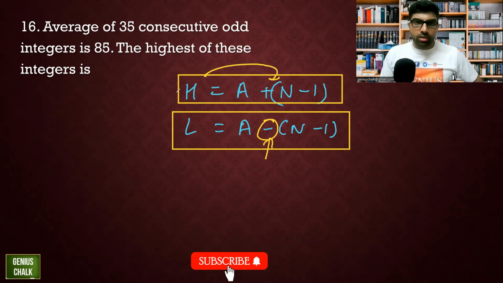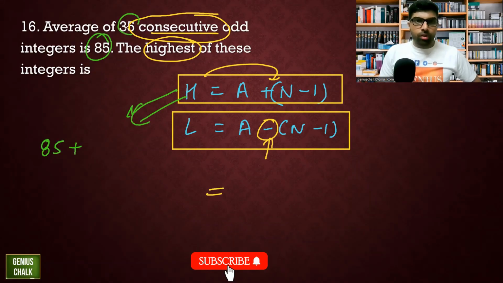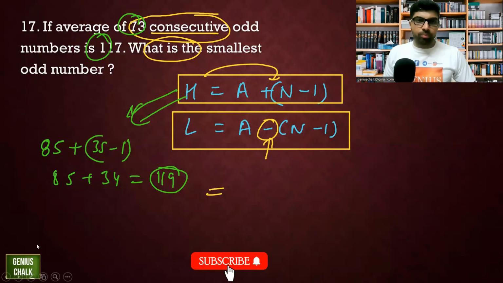So what is the answer in this case? If you want to find the highest, there are consecutive odd numbers, fine. If consecutive is written, we can find the answer very fast. So the average is 85. Let's apply this: 85 is the average plus, number of terms are 35, so my answer is 85 plus 34. That is the same as we got earlier, so this is 119. Please remember this: average plus (n minus 1) for highest, average minus (n minus 1) for lowest. Alright.